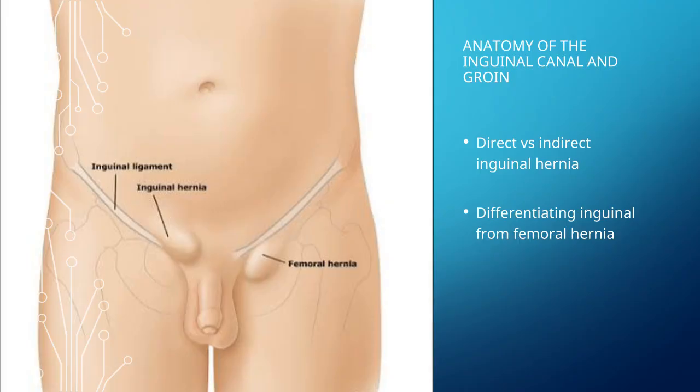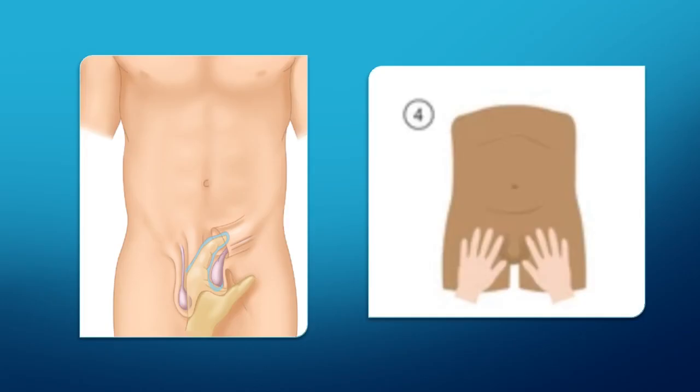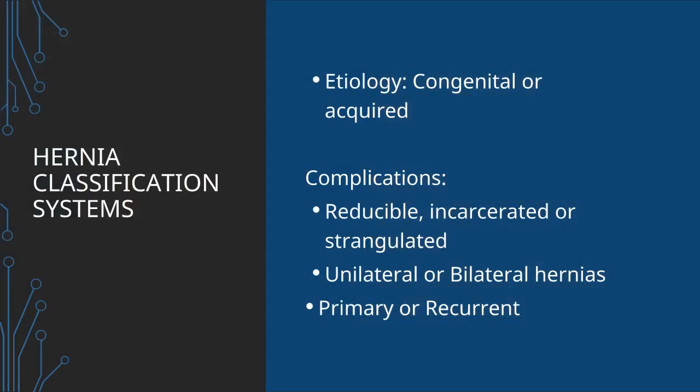On physical examination, you should try to determine if the hernia is direct or indirect, and also whether it is inguinal or femoral. As demonstrated in this illustration, inguinal hernias are above the inguinal ligament, while the femoral hernia is below. In these images, an indirect hernia is identified with the standing patient with the digit placed in the invaginated scrotum, while the direct hernia is identified as a direct bulge in the groin. Hernias are classified according to etiology: congenital or acquired, or by the occurrence of complications that should be identified, including whether the hernia is reducible, incarcerated, or strangulated. Note whether the hernia is unilateral or bilateral, and if it is primary or recurrent.